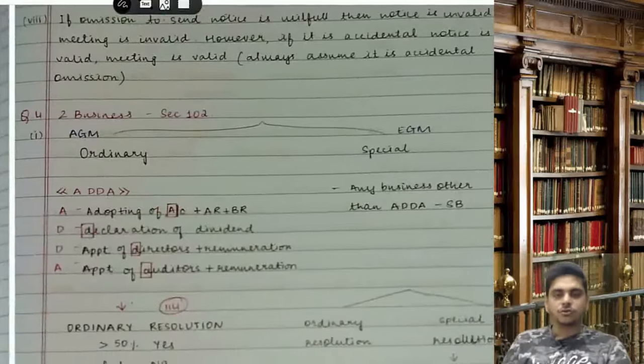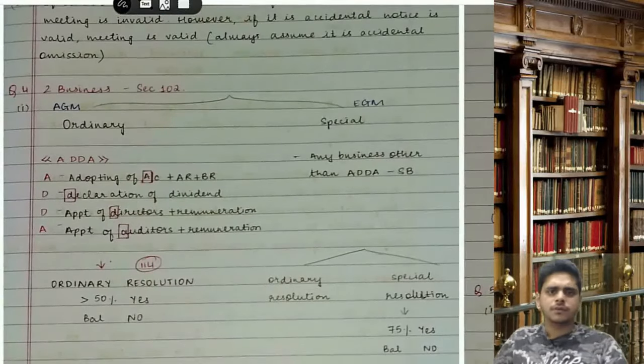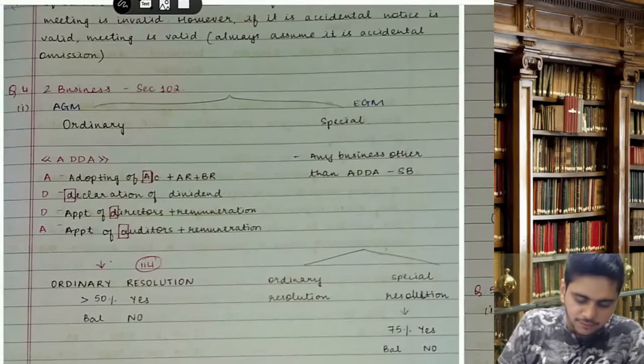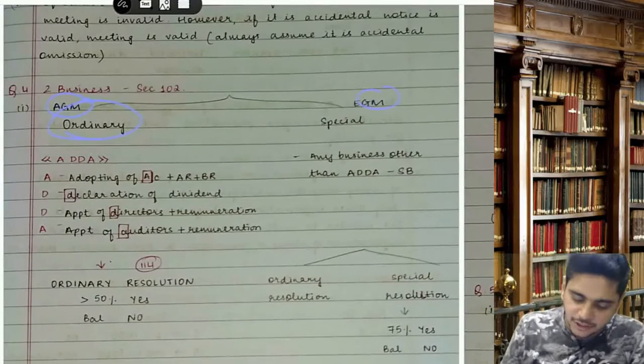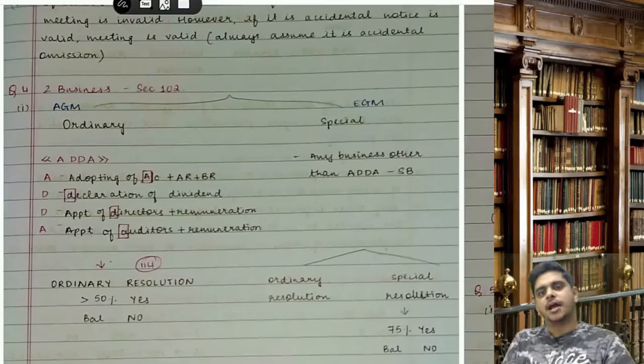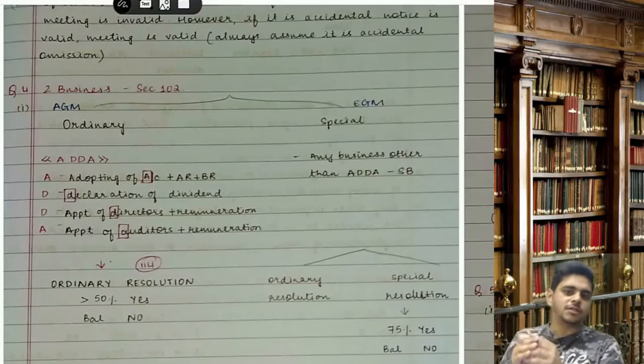Now 102, two business. What will you say? 102, two business. Sir, at the AGM, there is ordinary business. At the AGM, there is also special business. Ordinary business is conducted at the AGM and all other business transacted at the AGM is called special business.